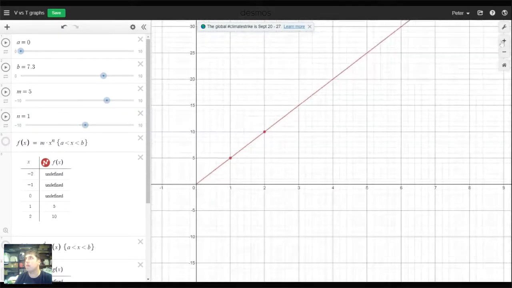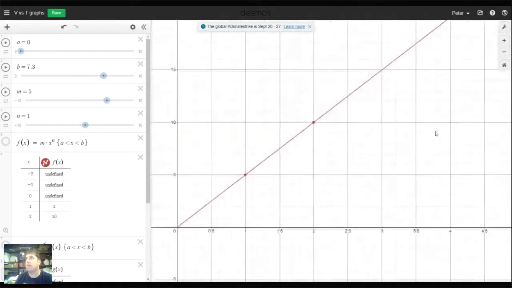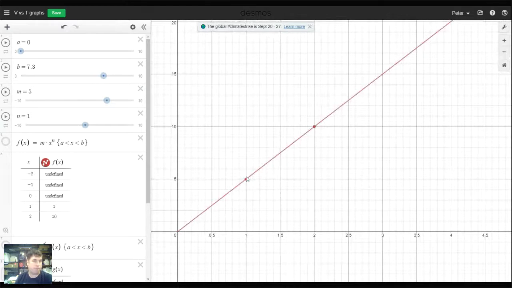Okay, so every second our distance increases by 5. So 1 second we have gone 5 meters, 2 seconds we have gone 10 meters, etc. Basic constant velocity sort of motion. This graph then is a straight line. It's linear. And this is what I would expect from a distance time graph where the velocity is constant.